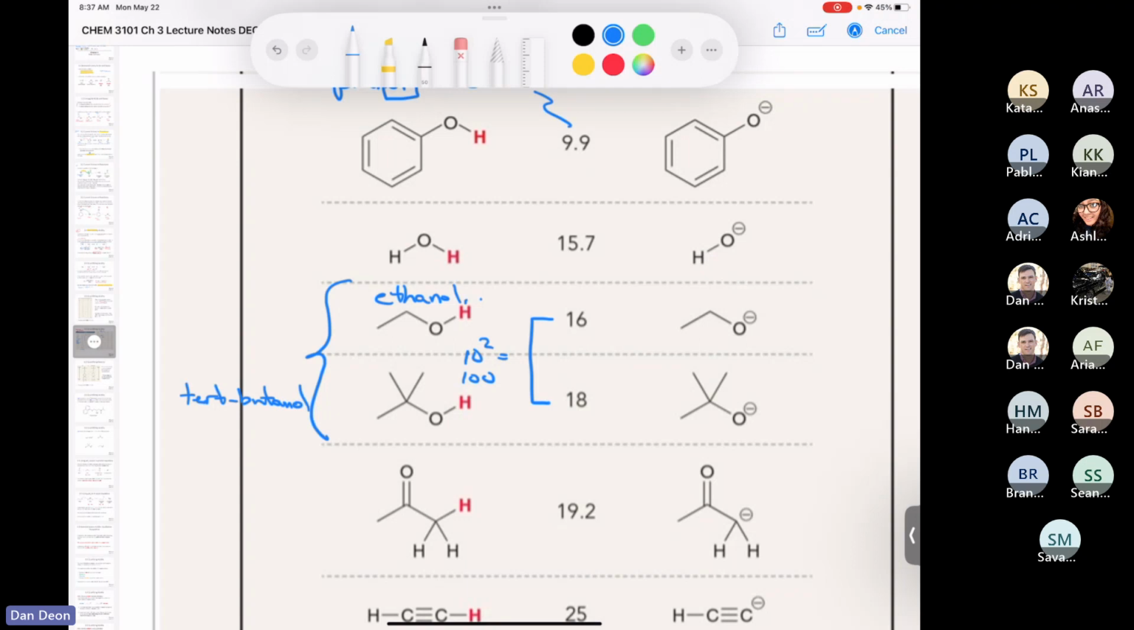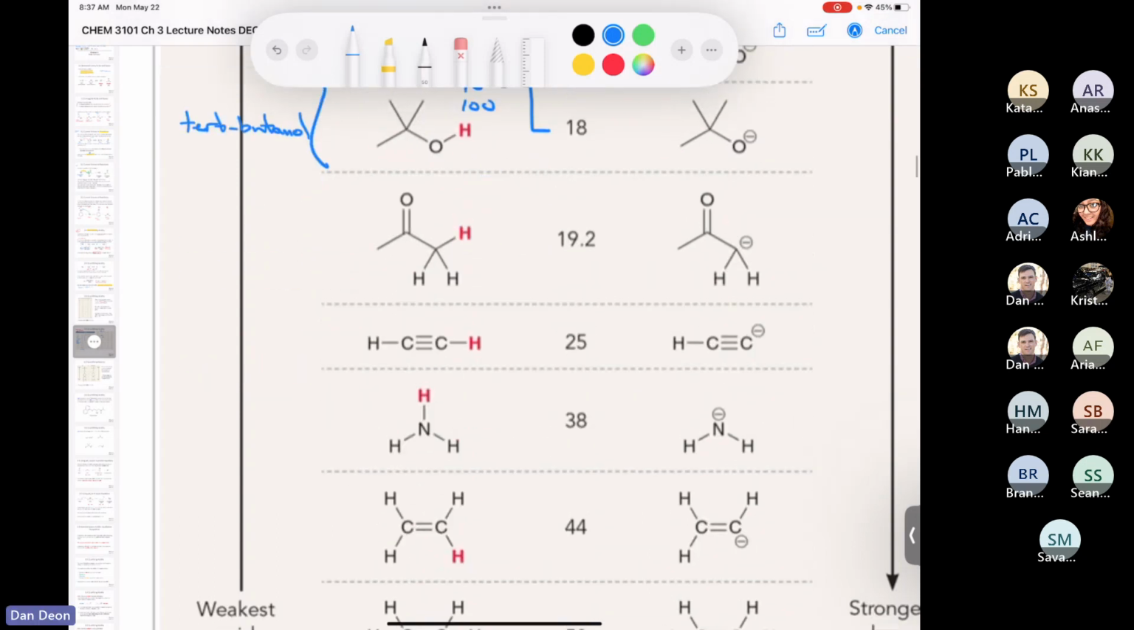And you might be wondering, well, why is that? You know, they look pretty similar to me. Well, I'm going to explain it to you later on. The next one is acetone, but this is just a ketone. So a ketone has a pKa of about 19.